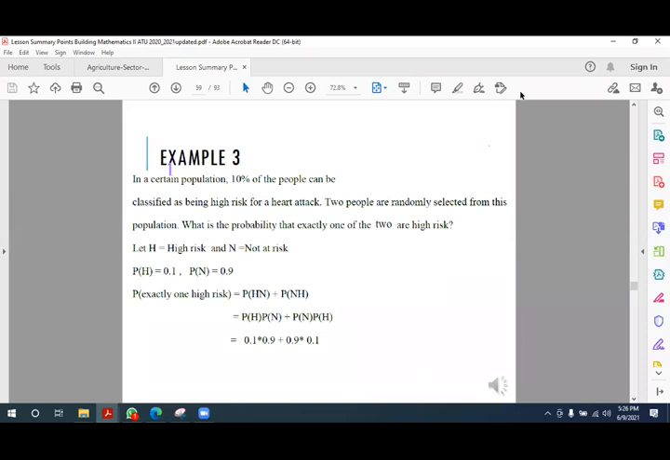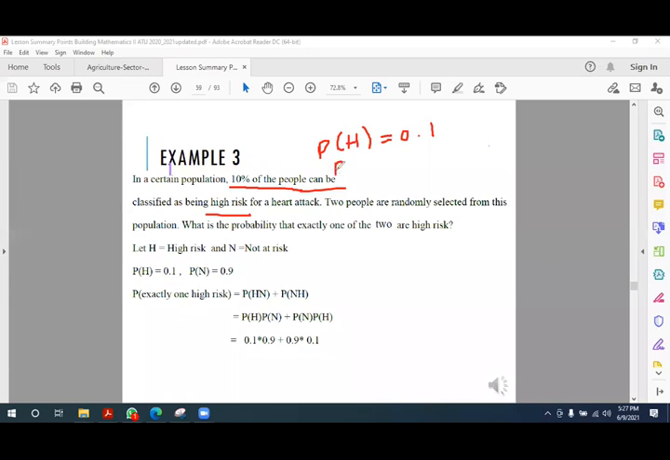Okay, so you need to first define the events. We let our first event be H, which is high risk, and N, not at risk. We've been told that 10% of people can be classified as high risk, so the probability of H, P of H, is 10%. 10 over 100 is 0.1. And obviously, not at risk means 1 minus 0.1, that is the complement of being at risk for the heart disease.